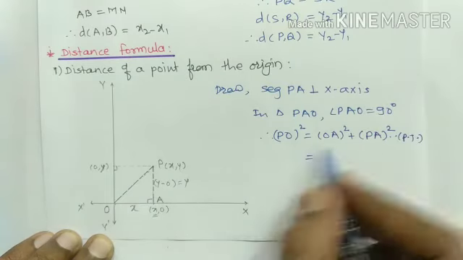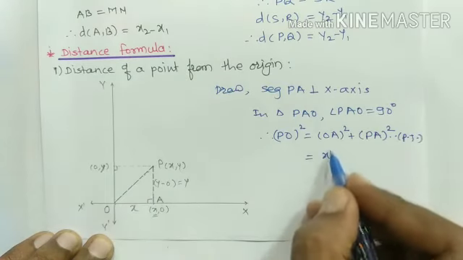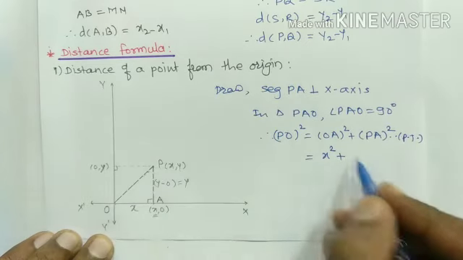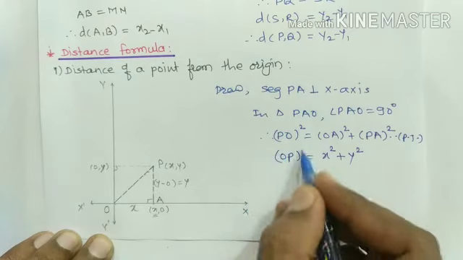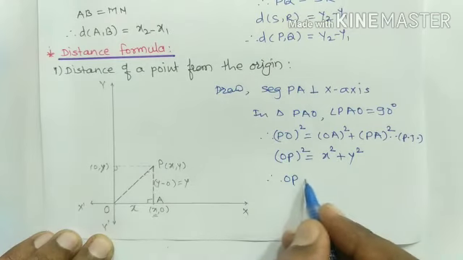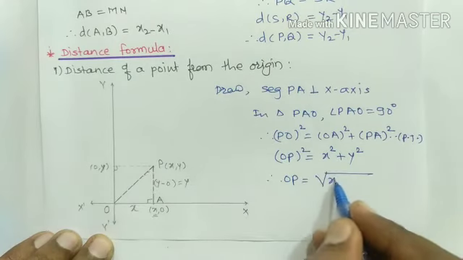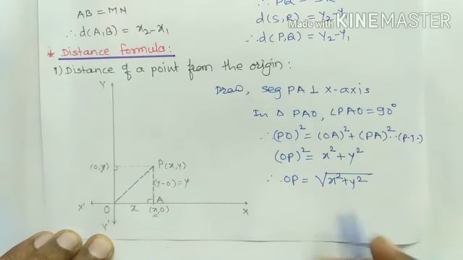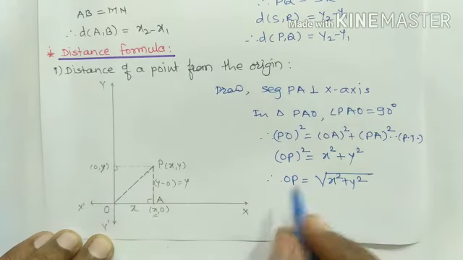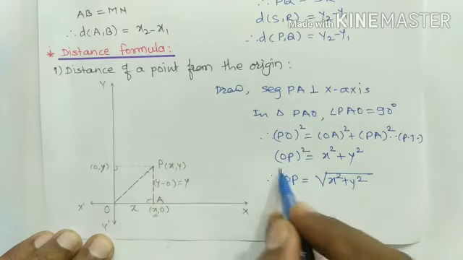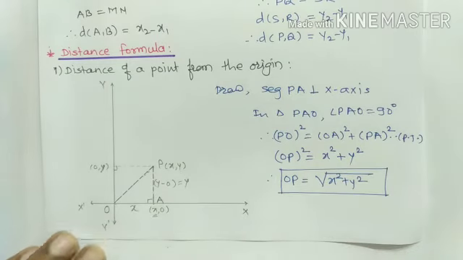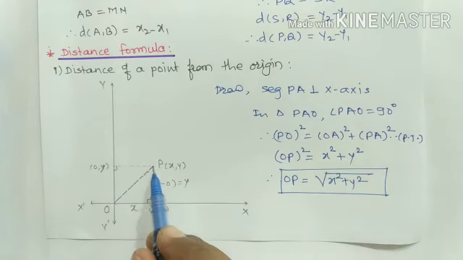But OA here is x, and PA is y, so it is y square. This is PO square or OP square. Therefore, OP equals under root x square plus y square. That is, distance OP equals under root x square plus y square. By using this formula, we can find the distance of a point in the xy plane from the origin.